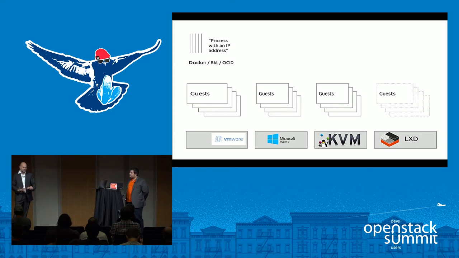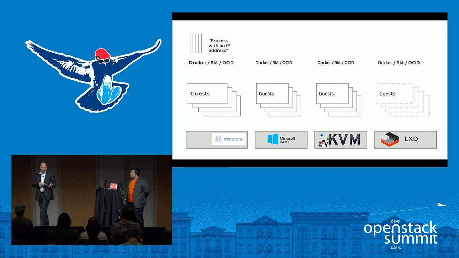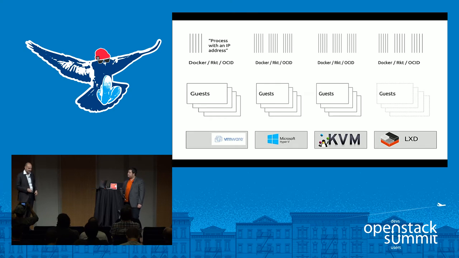People who've used Docker will be familiar with this, but it's something that surprises most people when they start using Docker, right? I Docker run this. It looks like I got an Ubuntu system over there with an IP address, but I can't SSH to it. I have to jump into the container, and there's nothing else running in the container. So you can think of that at the top as literally a process with an IP address, right? And you can run Docker, Rocket, OCID in all of these places, in all of these guests. You can run it in LXD, you can run it on a Hyper-V guest and so on. And you end up with thousands of processes with IP addresses, right?